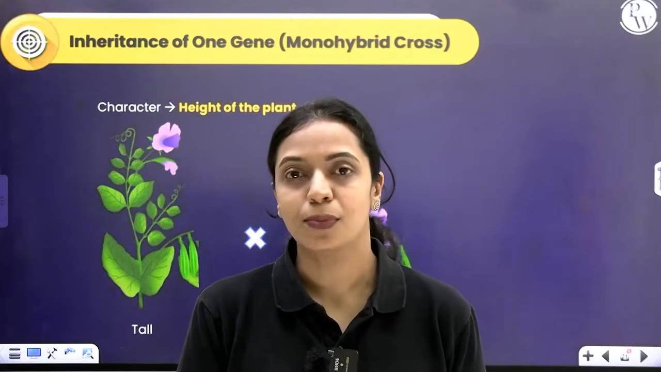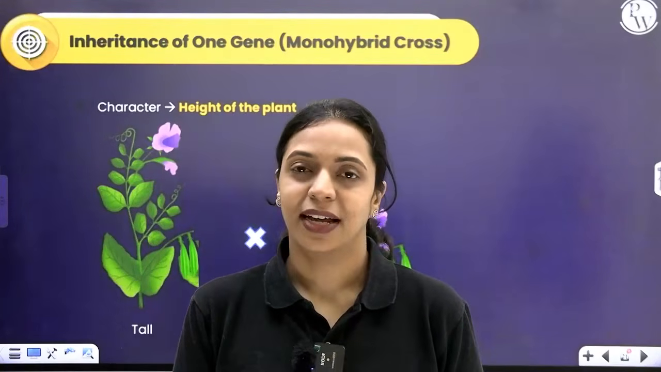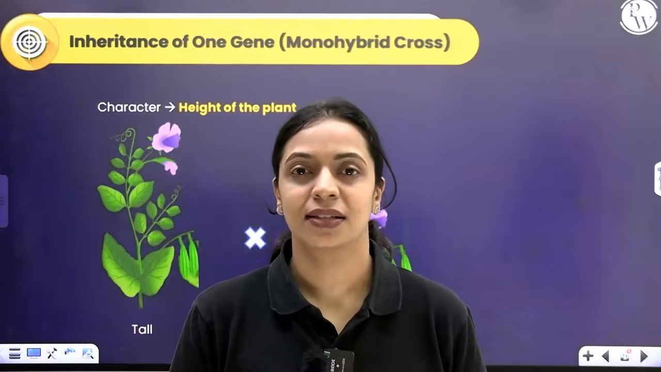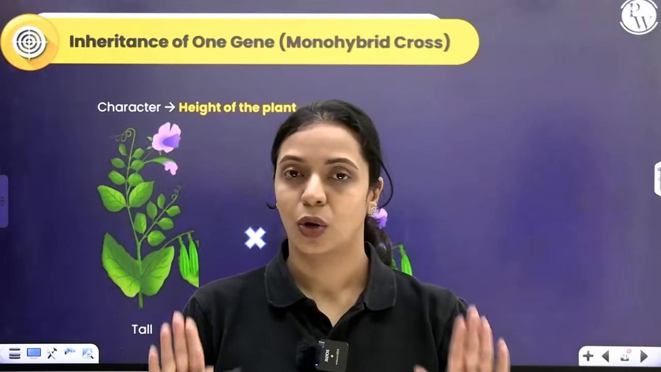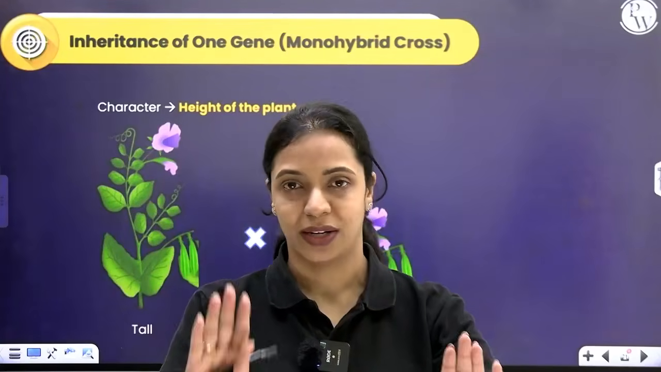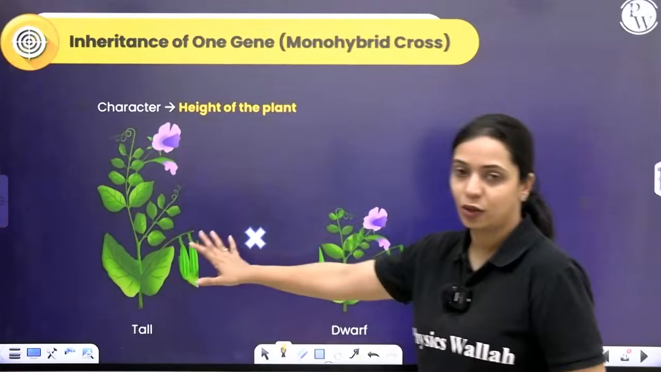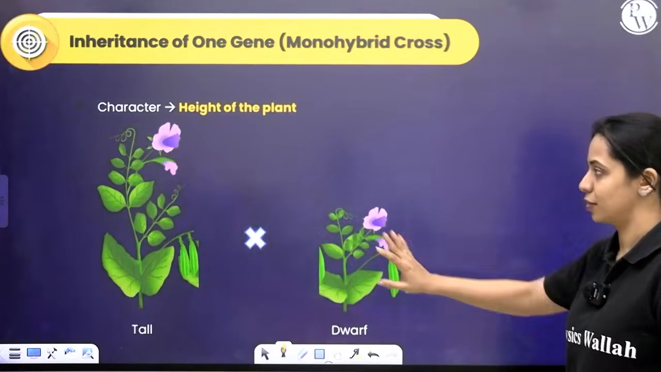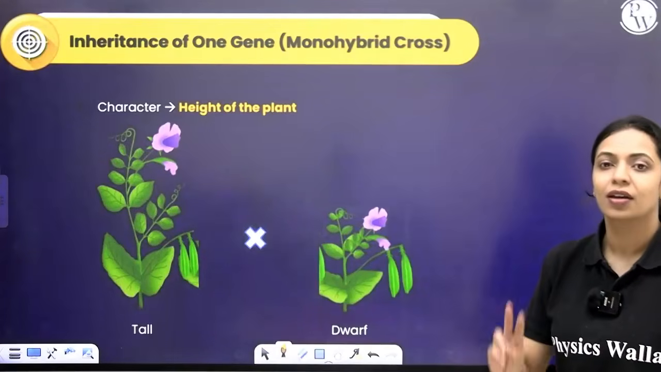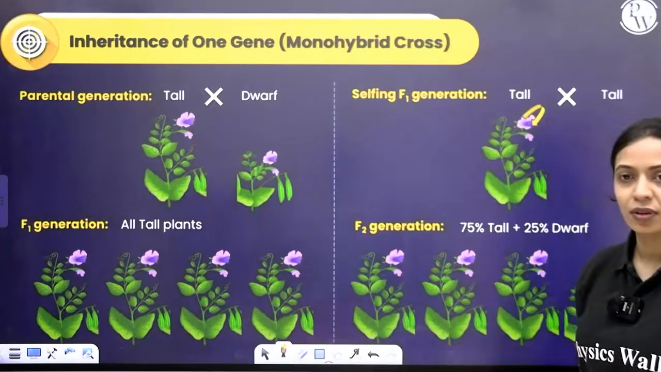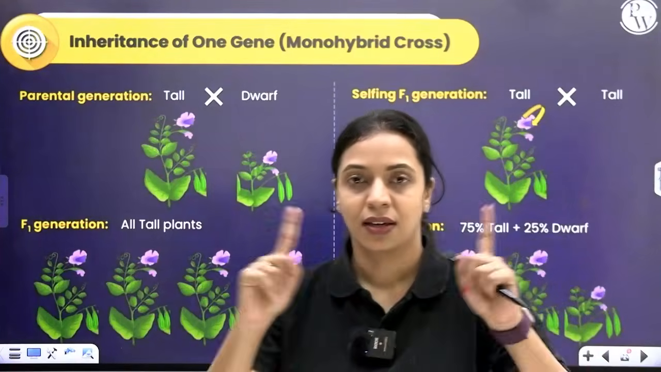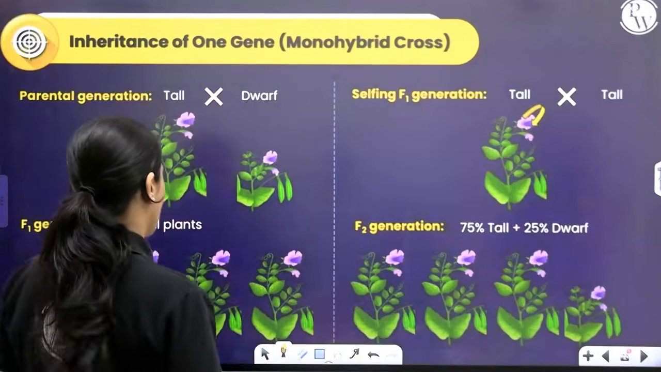First, let's understand monohybrid cross. The character that I am taking now is the height of the plant, the stem's height. It can either be tall or it can be dwarf, right? These are the two contrasting traits. So I've selected two parent pea plants. One is tall, one is dwarf. This is a pure breeding tall plant. This is a pure breeding dwarf plant. So I've selected. The first step is done. What is the second step? The second step is to cross-pollinate them by artificial hybridization.